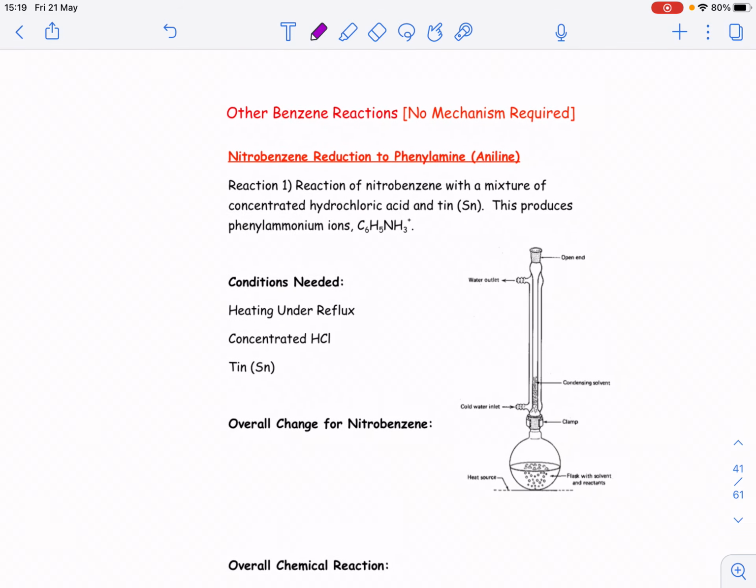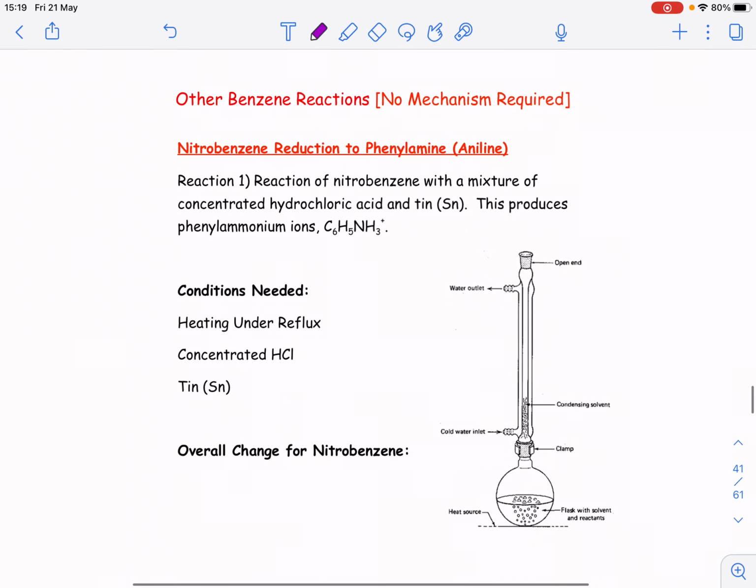Okay, so these are the reactions that nitrobenzene can do now that we've taken benzene and converted it to nitrobenzene with electrophilic substitution. There's a two-step pathway to convert nitrobenzene into something called phenylamine, which can also be called aniline. One of the reactions is a reduction reaction, but the whole process is called the reduction of nitrobenzene to phenylamine.